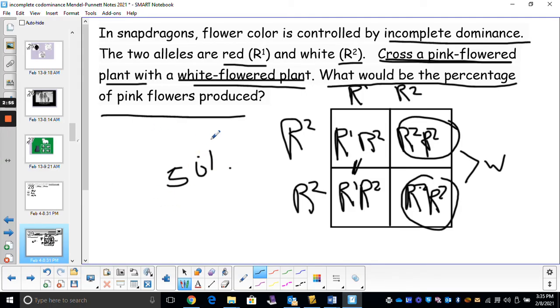And so, ladies and gentlemen, when we're doing incomplete dominance, we're going to have a blending. If you have the heterozygous form, like one red allele, one white allele, there is no one's dominant, one's recessive. They're both dominant alleles. And if it's incomplete dominance, what happens is they blend together. So if I have one red and one white, that would give me pink.